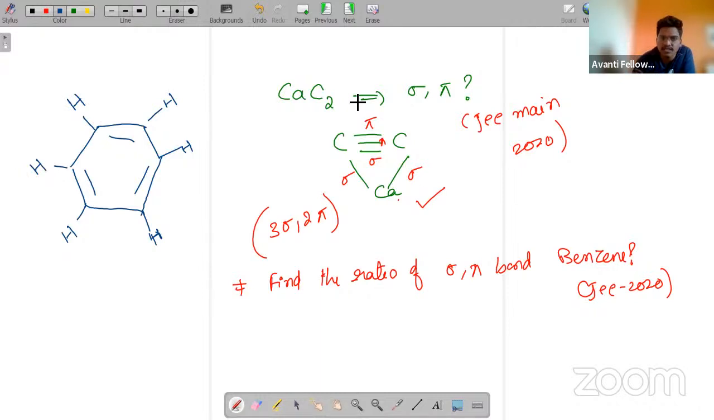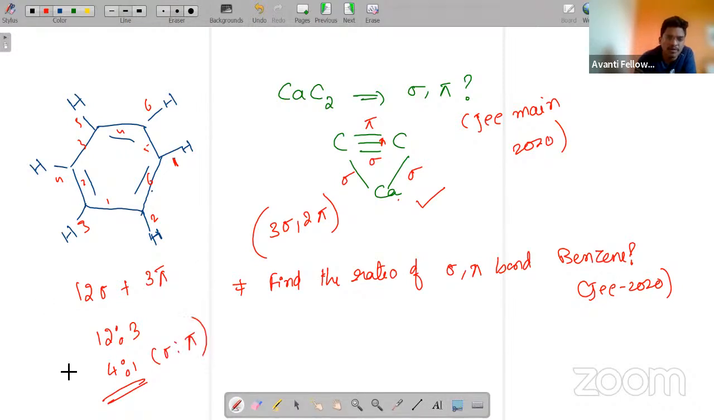Now if you see in this case, the total number of sigma bonds we need to count. 1, 2, 3, 4, 5, 6 sigma bonds. And again inside, carbon and carbon, 1, 2, 3, 4, 5, 6. So total 12 sigma bonds plus 3 pi bonds. So the ratio is 12:3, or we can also say 4:1. So this is the sigma to pi bond ratio. I hope you all understand this one. Please let me know through the chat box.